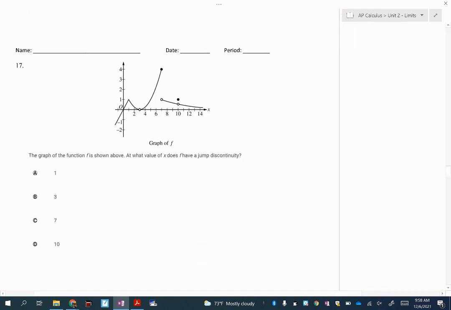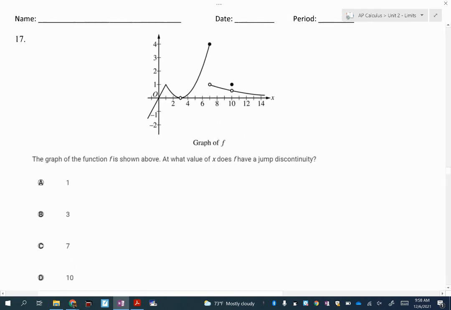Okay, 17. 17 says, at what value of x does f have a jump discontinuity? Just as the name sounds, you essentially have to jump from one piece of the function to the next. So if I'm looking here, this one is removable, but this one is literally jumping, all the way down there. So x equals 7 is going to have a jump discontinuity. Remember, there are 3 different types. There's removable, which is holes; jump, which we just described; and then infinite discontinuity, which is when you see those vertical asymptotes show up.